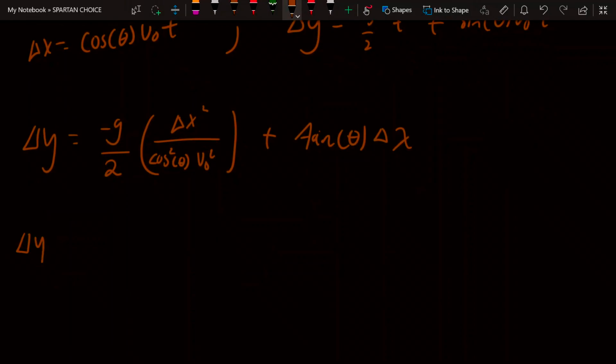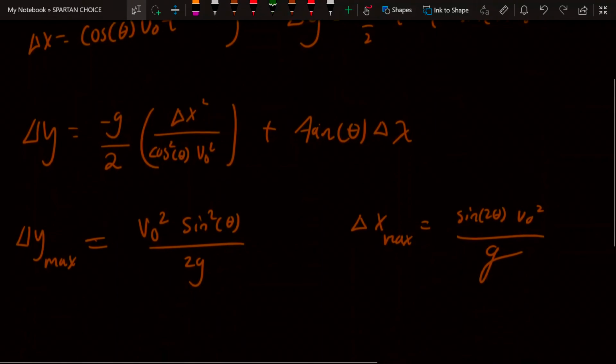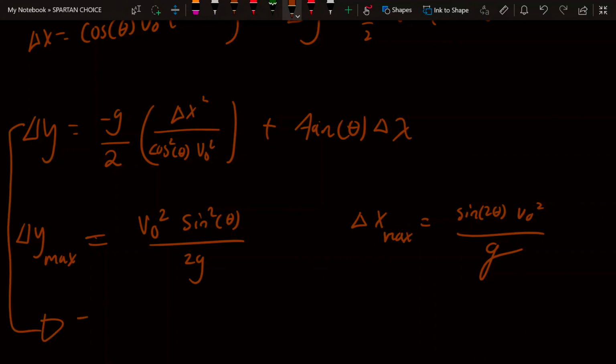Next equation is delta y max is equal to, let's see, what's it equal to? V0 squared sine squared theta over 2g. And delta x max, which is the range, is equal to sine 2 theta v0 squared over g. And if you want to go further, actually, I'm not going to do it further. That's it. Actually, why not? This can be further simplified into minus g over 2 delta x squared secant squared theta over v0 squared plus tangent theta delta x.